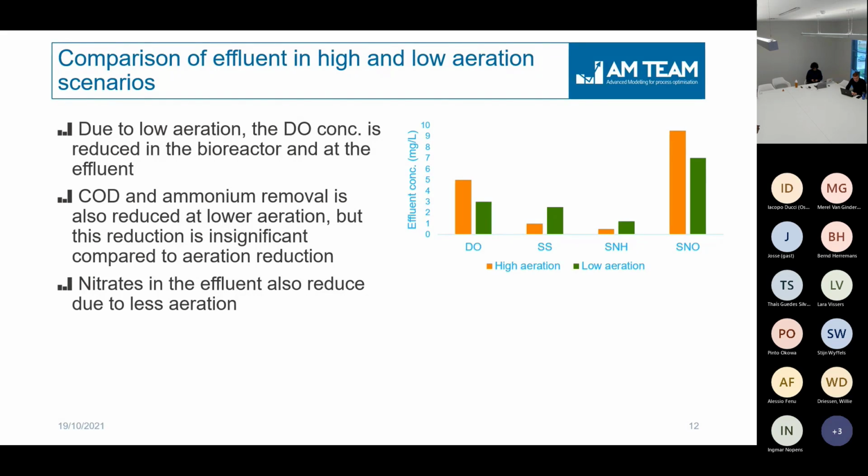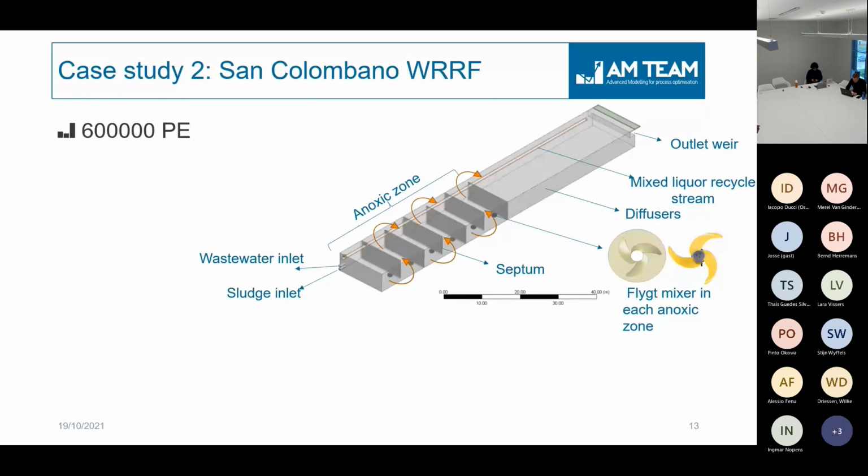So this was the Codeper resource recovery plant. Then we have San Colombano.